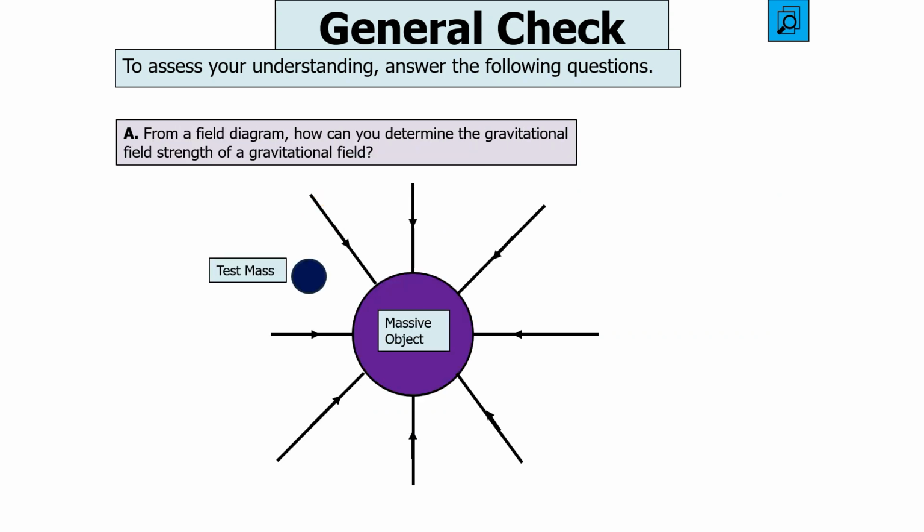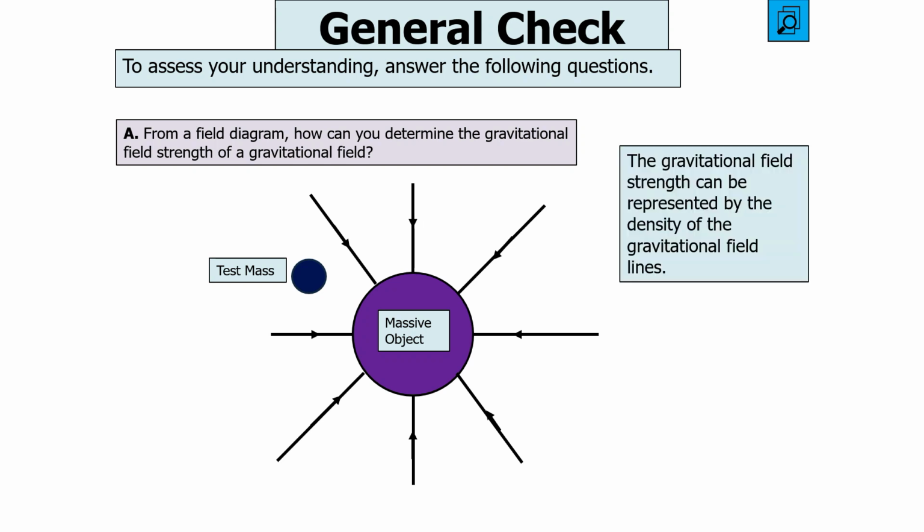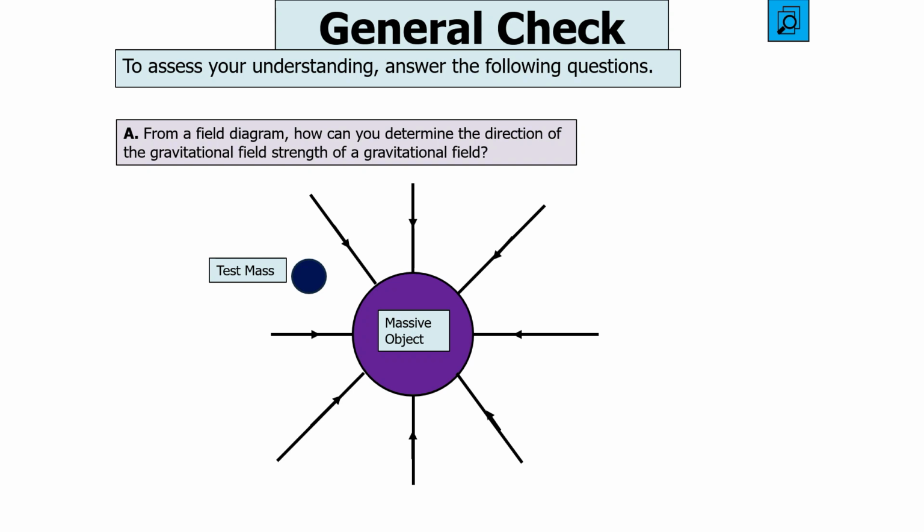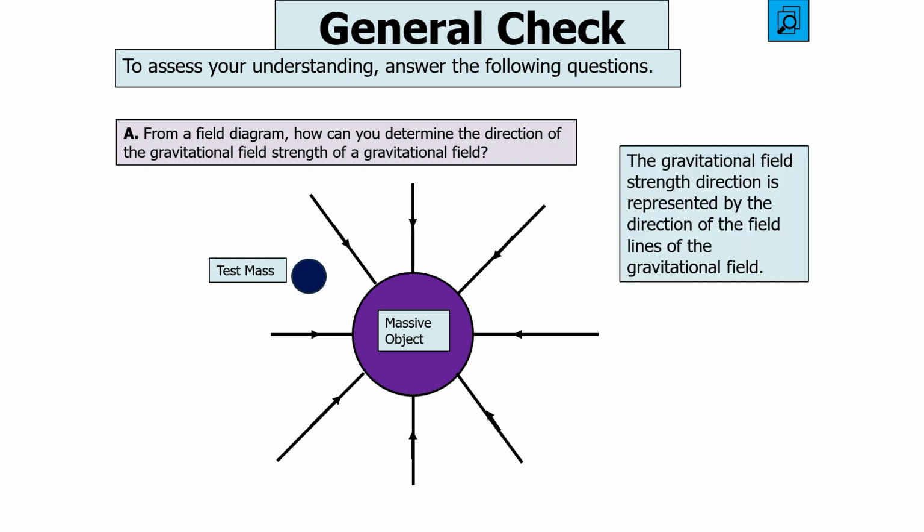From a field diagram, how can you determine the gravitational field strength of a gravitational field? The gravitational field strength can be represented by the density of the gravitational field lines. From a field diagram, how can you determine the direction of the gravitational field strength of a gravitational field? The gravitational field strength direction is represented by the direction of the field lines of the gravitational field.